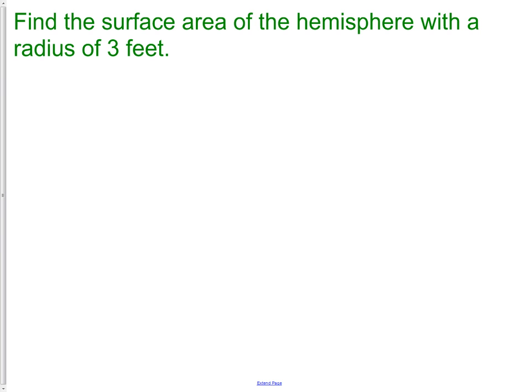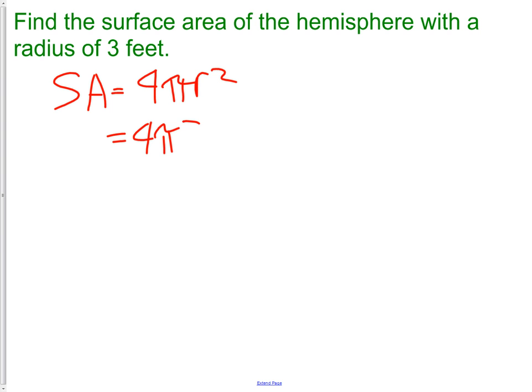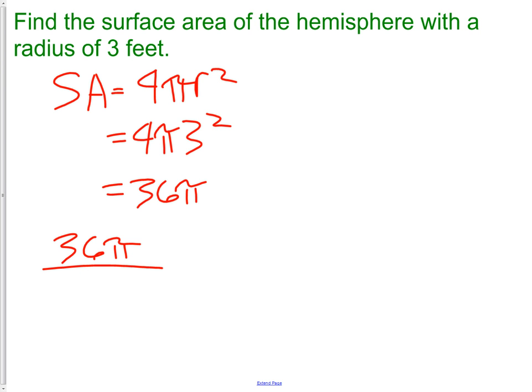Our last question, find the surface area of the hemisphere with a radius of 3 feet. So let's start with the surface area. 4 pi r squared, 4 pi 3 squared, or simply 36 pi. But that's for an entire sphere. We only want a hemisphere. So we're going to take that, 36 pi, and divide it by 2 and get 18 pi.